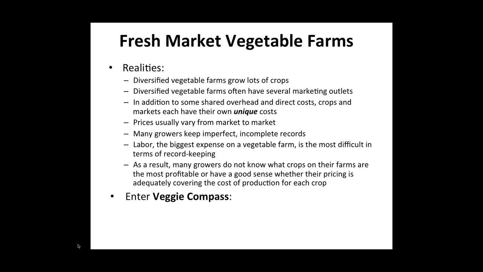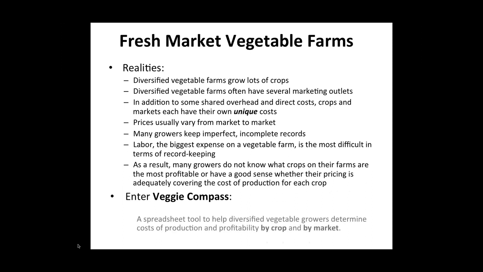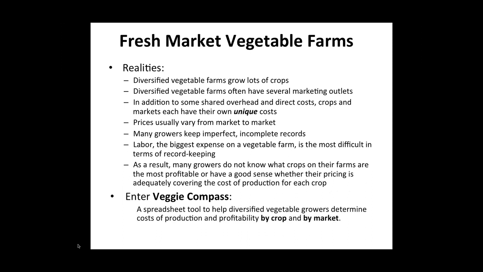Because of those realities, we at the University of Wisconsin began working with a gentleman named Jim Munch to create something that we ended up calling VeggieCompass. VeggieCompass is a spreadsheet tool designed to help diversified vegetable growers determine their costs of production by crop and by market. So it's a way to look at profitability in a holistic way on these diversified farms.